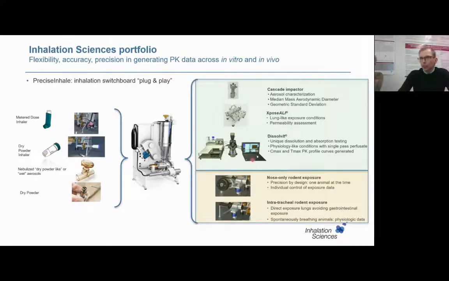So we'll look more into this one, but we also have in vivo modules, nose-only rodent exposure and intratracheal rodent exposure. And in both these modules, we work with one animal at a time, and that provides us full control or monitoring of breathing parameters and delivered aerosol, generating precision dosing. Intratracheal exposure module is also unique because we bypass the nose and expose the lungs directly. Since a lot of substances normally get stuck in a rodent's nose, we avoid this and get a more clinical-like exposure.